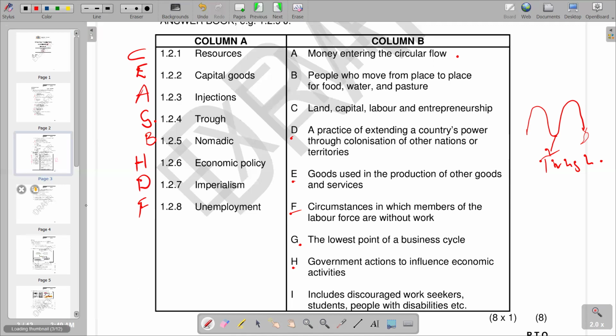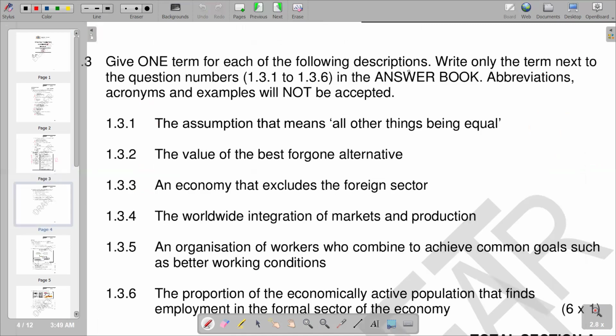Obviously, we try to move to the last section, which is this one. To give one term for each of the following descriptions, right? Only the term next to the question numbers, 1.3.1 up to 1.3.6 in the answer book. Abbreviations, acronyms, and examples will not be accepted. So 1.3.1 reads the assumption that means all other things are being equal. Remember when you say holding all other factors constant, that is all other things are being equal, we call it ceteris paribus. So we go there and indicate it as such.